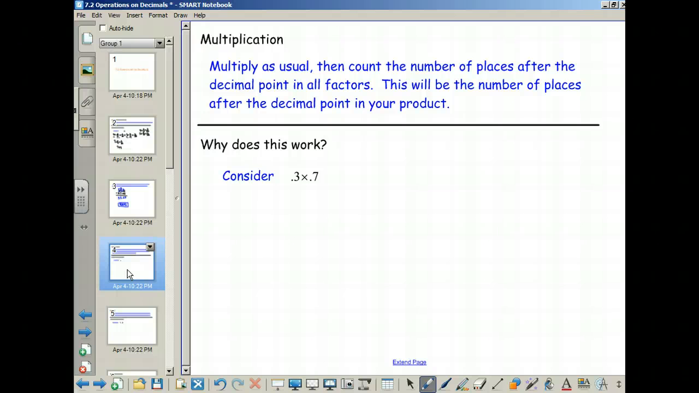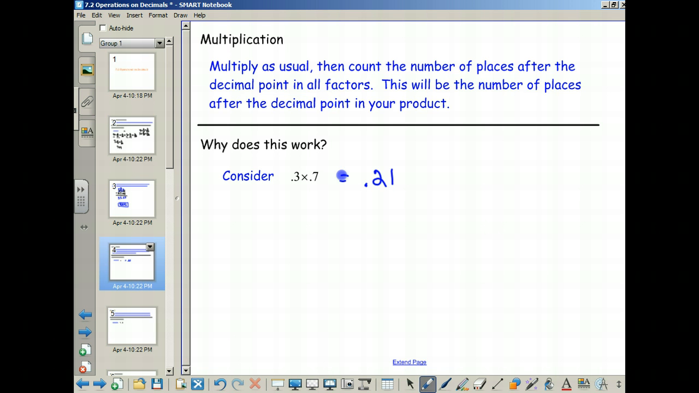In other words, if we were doing this problem with these directions, I would say 7 times 3, that's 21. And I would say, okay, there's one value after the decimal point here, one value after the decimal point here, that's 2 values after the decimal point, so my answer has 2 values after the decimal point. That's literally what I would do. But it kind of looked like magic. How about you? The rule you memorized kind of looks a little bit like magic, doesn't it? Why does that rule work?